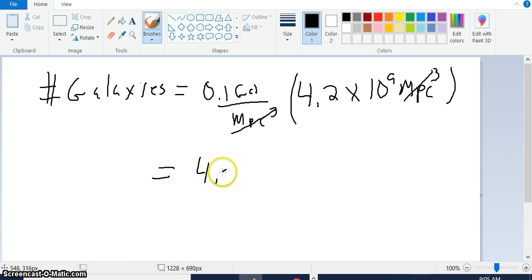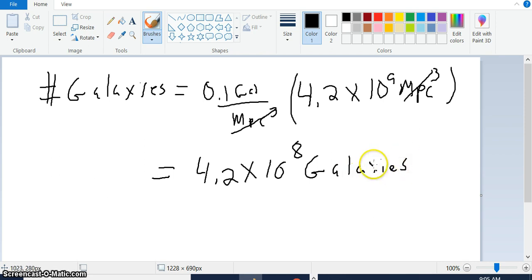And so really all that happens when you multiply by 0.1 is that the number of galaxies turns out to be 4.2 times, instead of 10 to the ninth, now 10 to the eighth galaxies, right? Galaxies the size of the Milky Way. That's supposed to be an X. Anyhow, so that is number 3. All right, let's see, what's the next one? I think the next one's number 4. Let's take a quick look at that.